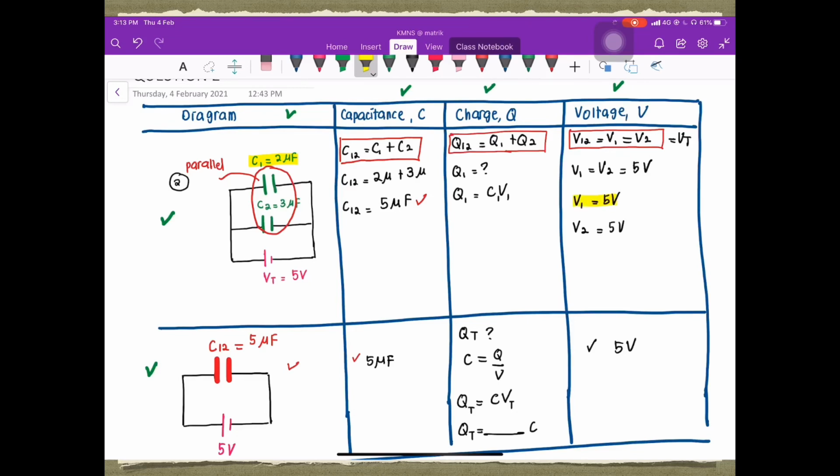Okay, then determine your Q1 in coulomb. Same with Q2. Q2 equal to CV. And then where is your C2? C2, 3 microfarad, substitute. And then V2, 5 volt. So determine your Q2 in coulomb.